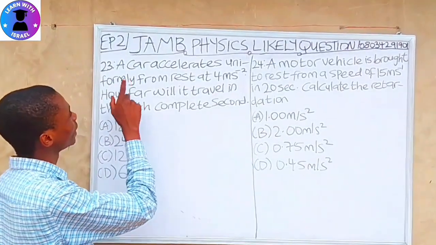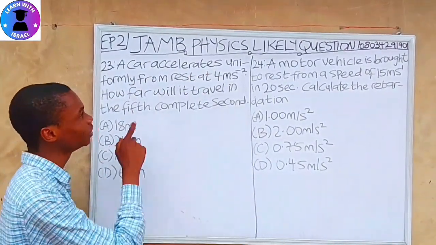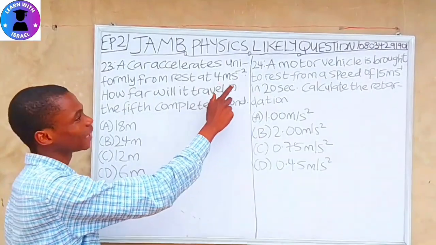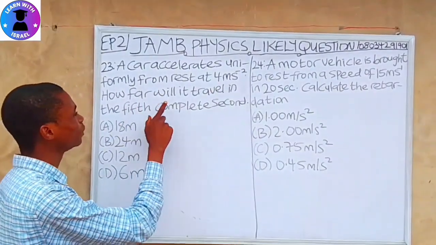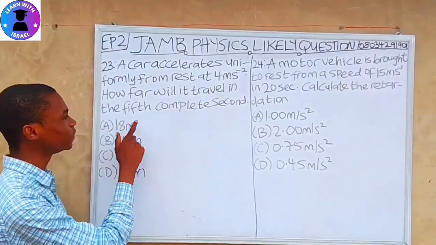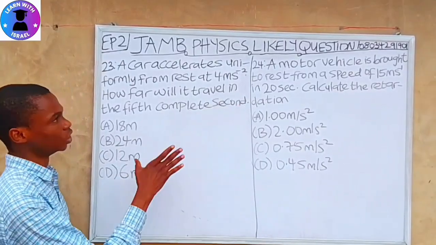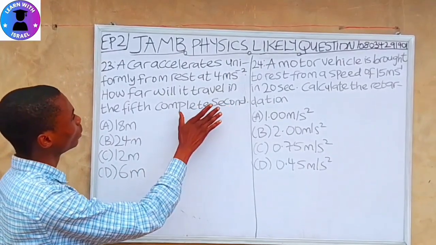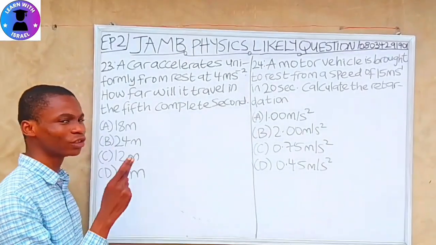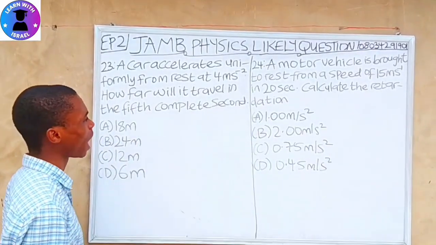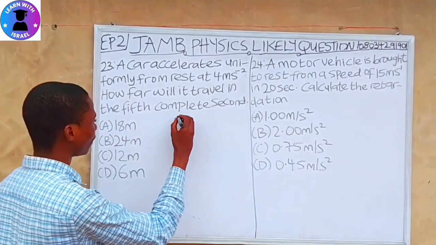Question 23. A car accelerates uniformly from rest at 4 meters per second square. How far will it travel in the fifth complete second? In the fifth complete second. So if you check the question well, we have 2 seconds. We are having 2 times, and I will explain how. So let's write out our givens.